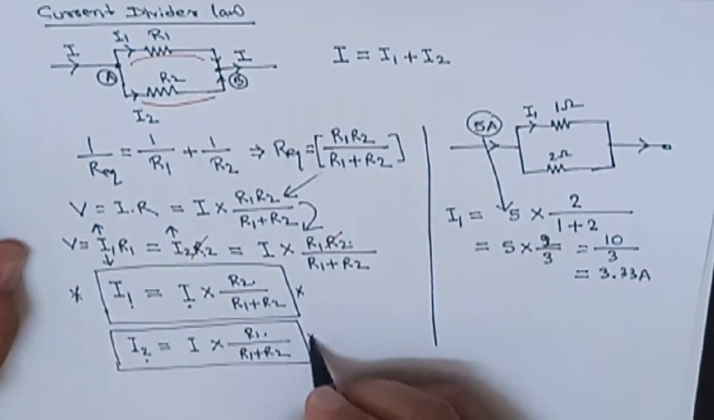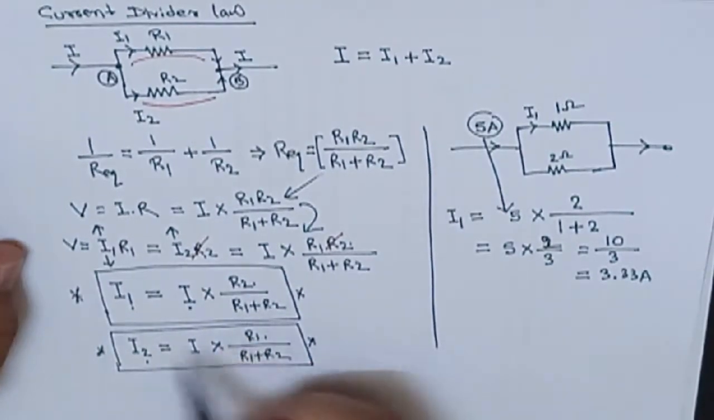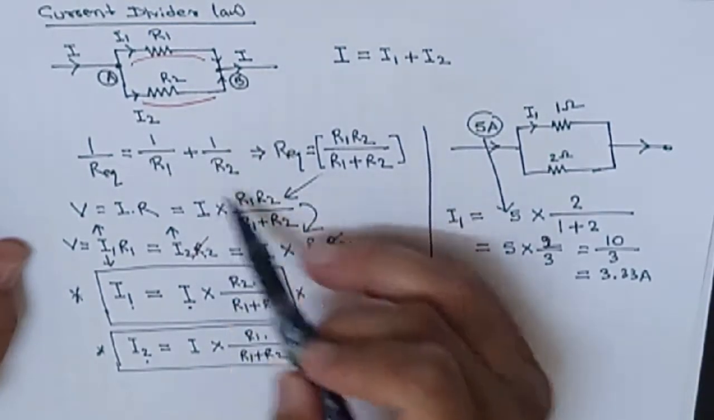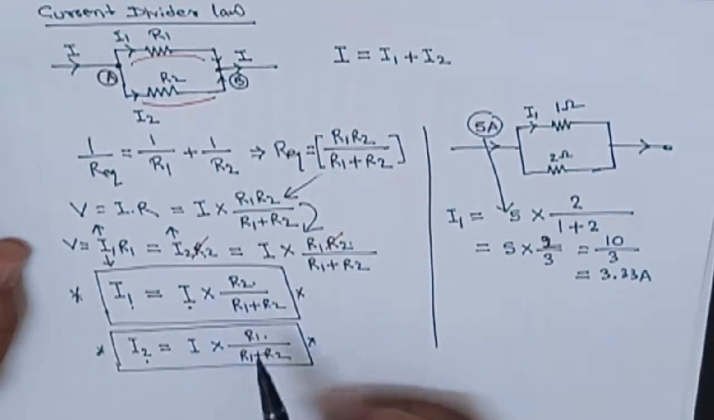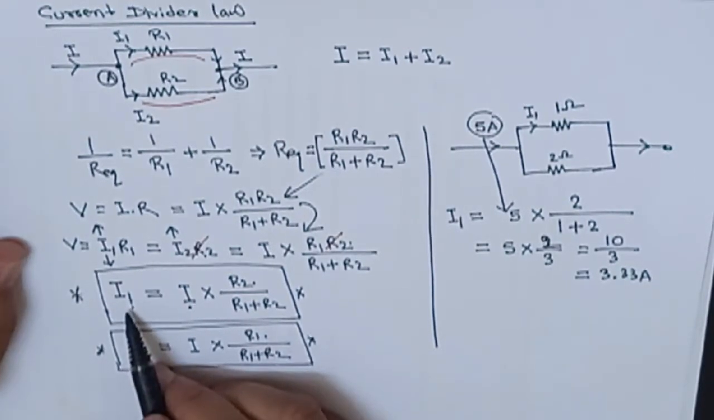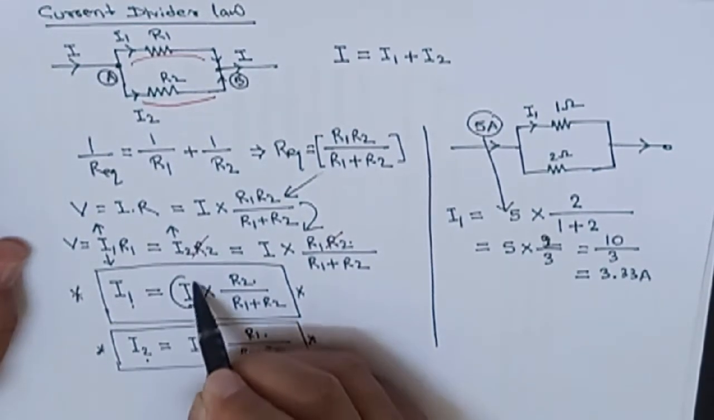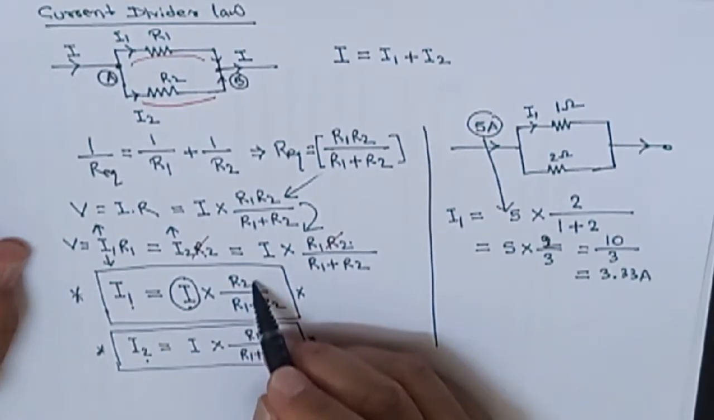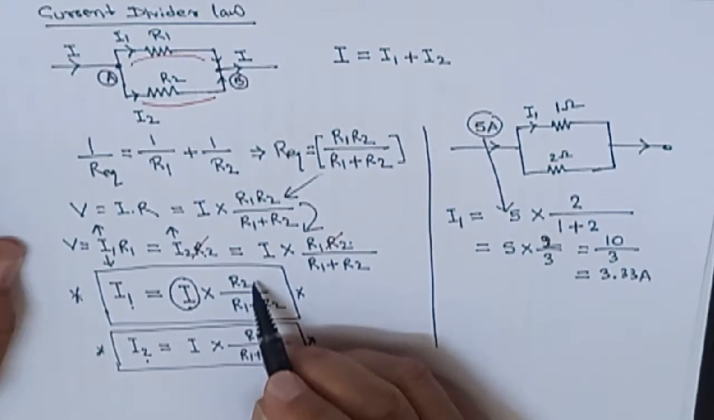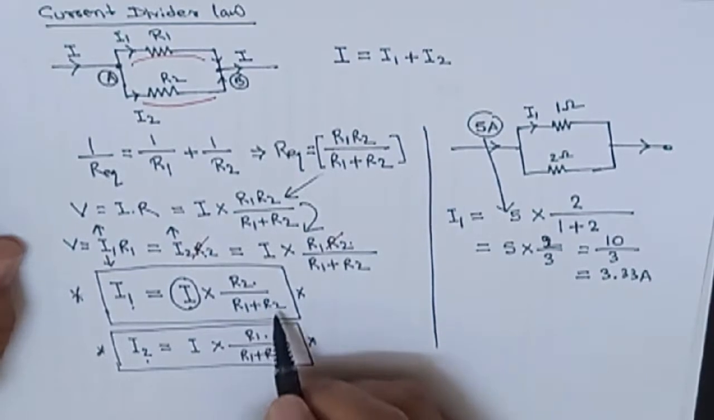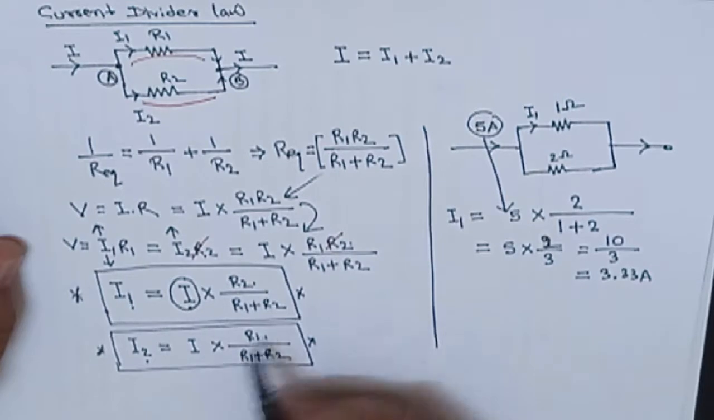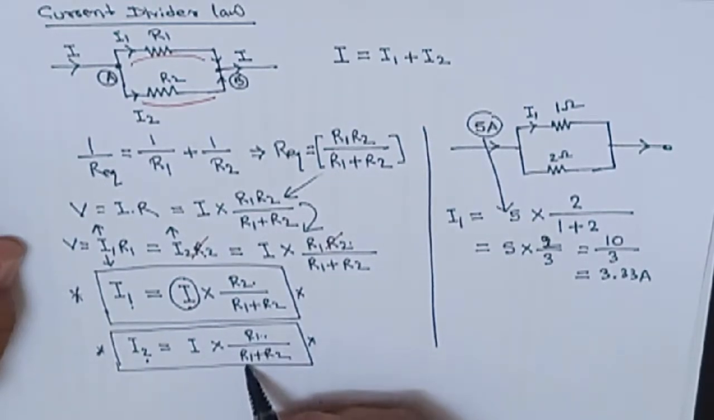Here there is a trick, a very good trick for remembering this formula. When anyone gives you a problem, there is no need to go through all these equations. You just have to follow the formula. For I1, obviously there should be the main current multiplied by the opposite resistance, not like the voltage divider, the opposite resistance. But in the denominator, all resistances should be added. It is the same for I2, so it equals I into R1 divided by R1 plus R2.